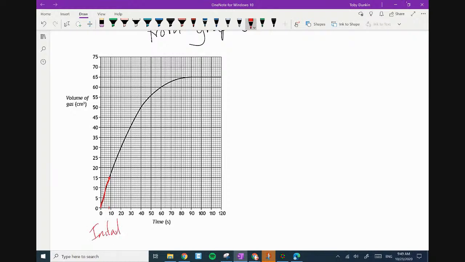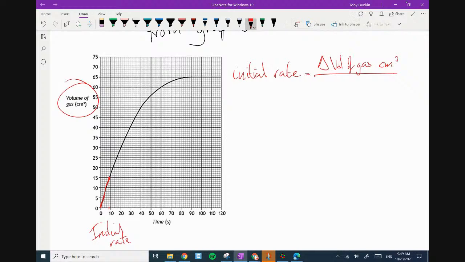So how do you calculate initial rate? Once you've found that linear portion, all you have to do is: initial rate equals change in concentration of product. My product is on the Y axis, and that's the volume of gas. So change in volume of gas in centimeters cubed.